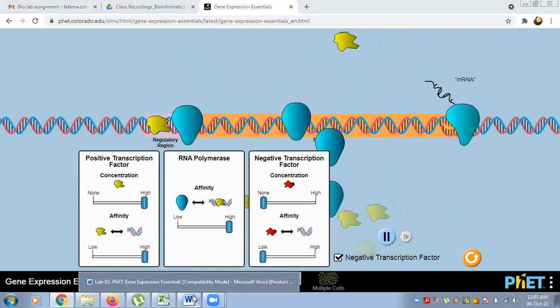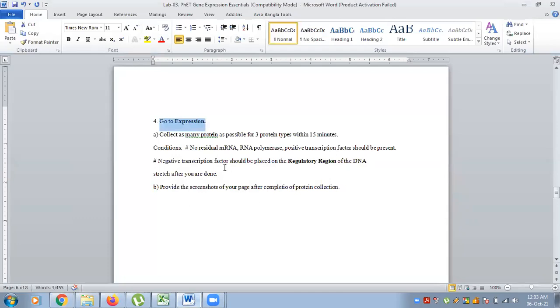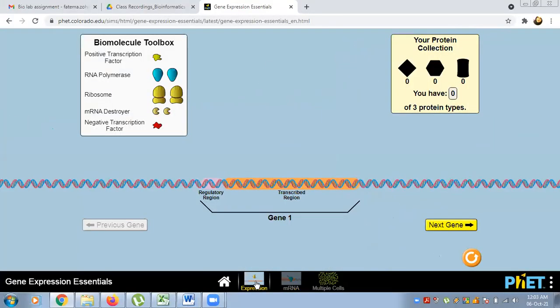Now, getting back to the manual, go to expression. So I'm going to expression. So this is the DNA. It's the regulatory region of the DNA. And this is the region that will be transcribed to mRNA. Okay. So the whole portion covering the regulatory region and the transcribed region is being called the gene.